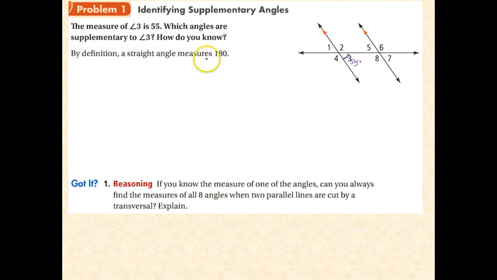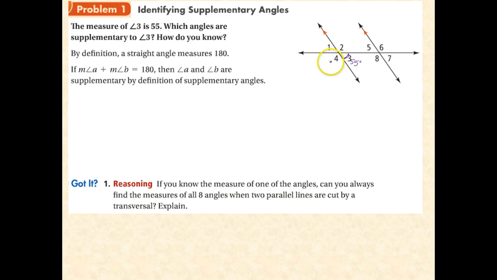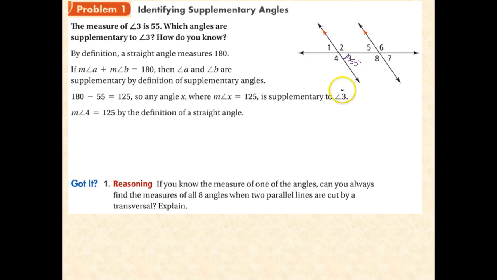By definition, a straight angle measures 180 degrees. This is one of the first ones we learned. What else do we know? If the measure of angle A plus the measure of angle B equals 180 degrees, then they're supplementary. So those are the ways that we know. So for any angle, 180 minus 55 is 125. Any angle where the measure of angle x is 125 degrees is supplementary to angle 3. So the measure of angle 4 is 125 degrees. It's supplementary to angle 3 because this is a straight angle.